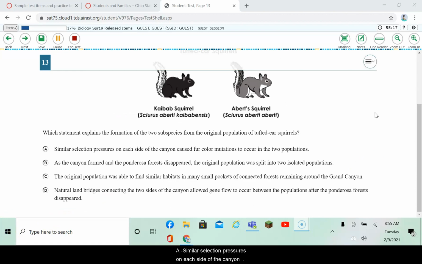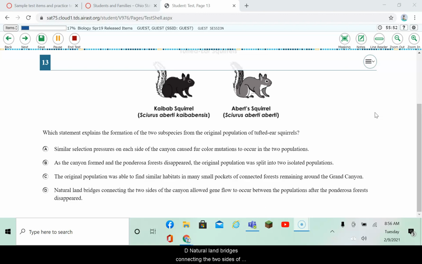A. Similar selection pressures on each side of the canyon cause fur color mutations to occur in the two populations. This is incorrect. Natural selection does not cause mutations to occur. Let's skip B. C. The original population was able to find similar habitats in many small pockets of connected forests remaining around the Grand Canyon. This is incorrect. A similar habitat alone would not have led to speciation. Speciation is caused by restriction of gene flow between populations.